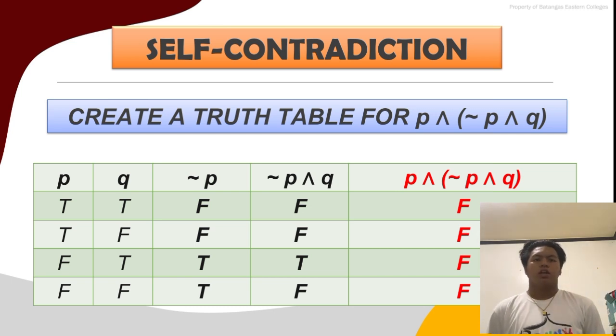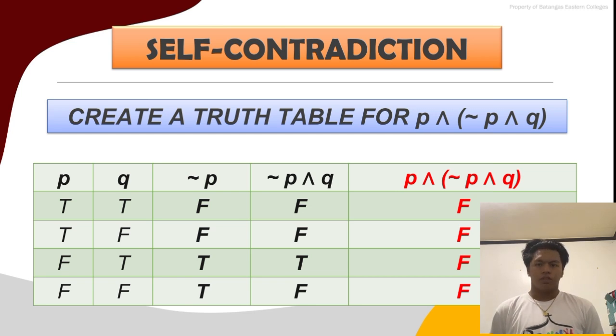So getting the P and not P and Q is P and not P and Q. So the P is true and the not P and Q is false. So using the connective and, the compound statement will be false if two simple statement is different to each other. So yun nga, P is true and not P and Q is false. The compound statement or the self-contradiction will be false.